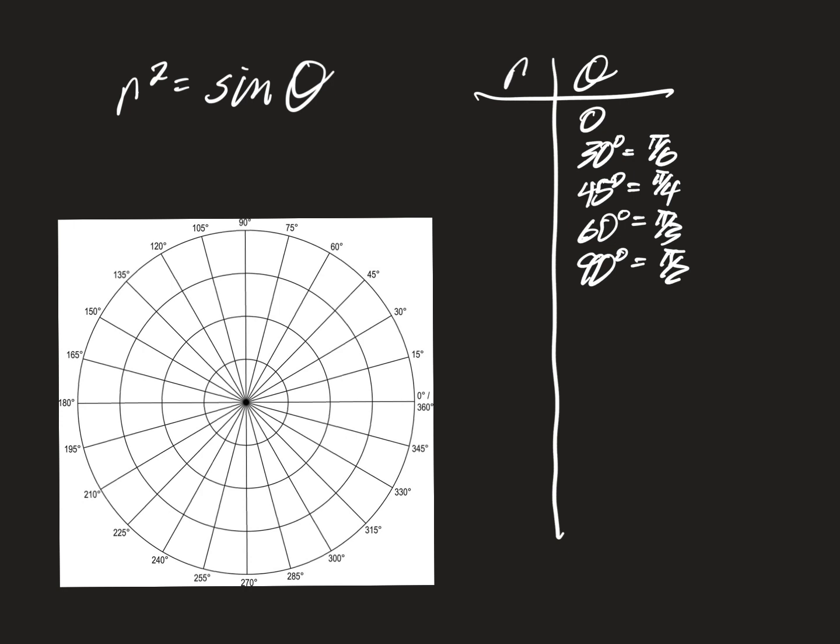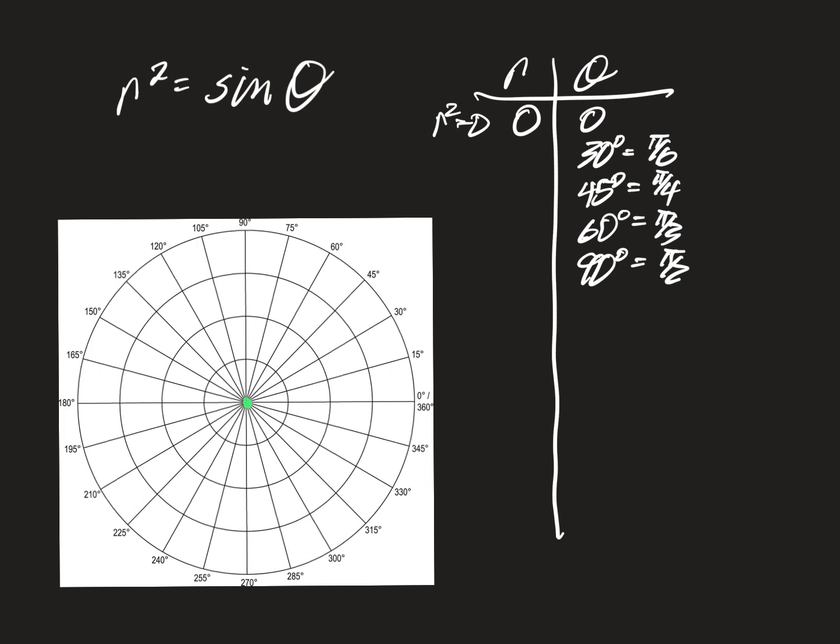All right? And I plug in 0. Sine of 0 is 0. So r squared equals 0, which means r equals 0. Okay? So again, we get 0, 0.